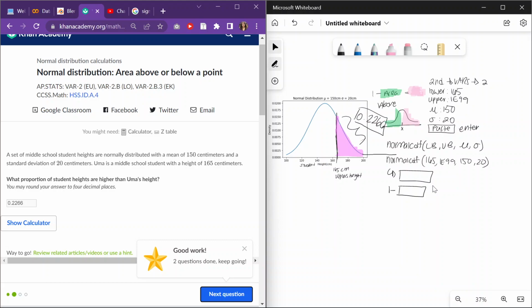But in your calculator, you would just do normal CDF, specify your lower bound, which is 165, and specify that you want it to go to infinity, which is 1e99. So you're saying, hey, I don't want you to calculate this area from below my lower bound of 165, but from 165 all the way to infinity, and use a mean of 150 and a standard deviation of 20. That's what you're telling it, so it's doing that for you. Hopefully that makes sense.